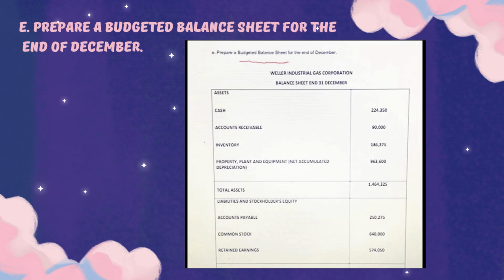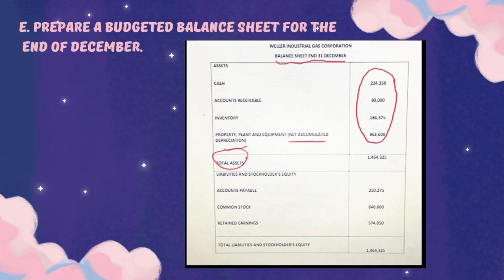Prepare a budgeted balance sheet for end of December. Okay, now let's prepare for Weller Industrial Gas Corporation. It's a balance sheet at 31 December. Okay, for the assets, we get cash. The amount is 224,350. Account receivable is 90,000. Inventory is 186,375, and PPE, property, plant and equipment net of accumulated depreciation, we get 963,600. If we add the list of assets, we get total assets. The amount is 1,464,325.